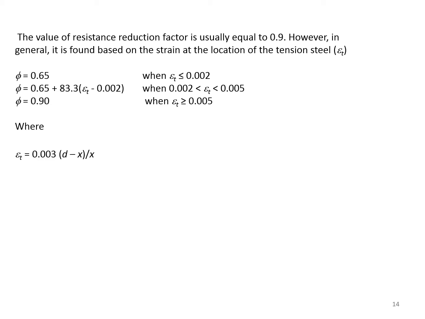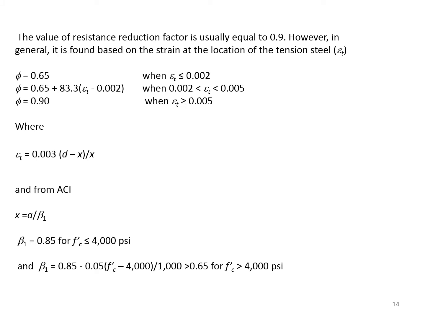The equation for epsilon t is given as 0.003 times (d minus x) divided by x. And x is equal to a divided by beta 1, where beta 1 is equal to 0.85 for f'c of 4000 psi or smaller. However, it is reduced by 0.05 for every 1000 psi over 4000 psi f'c. The smallest possible value for beta 1 is 0.65.